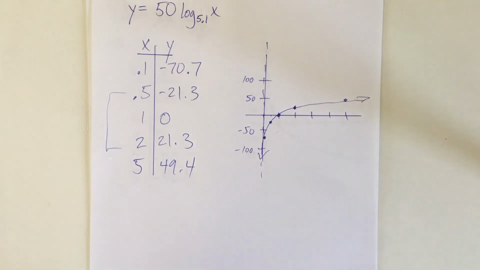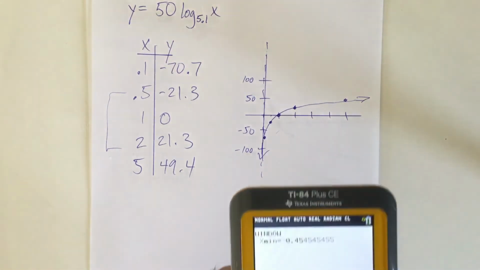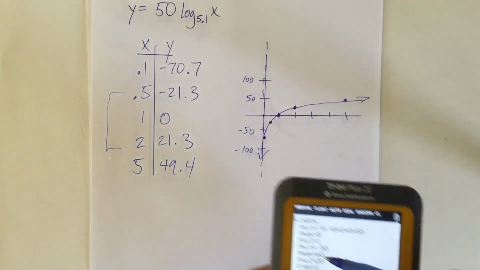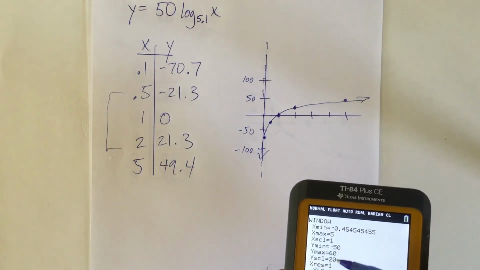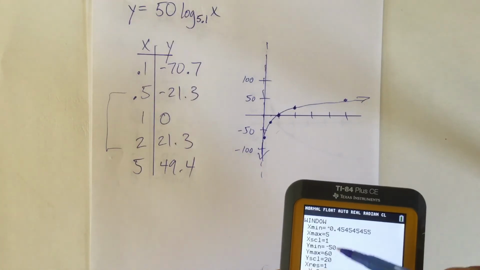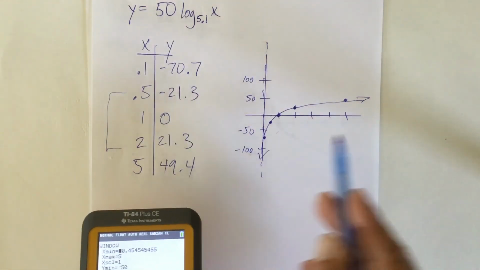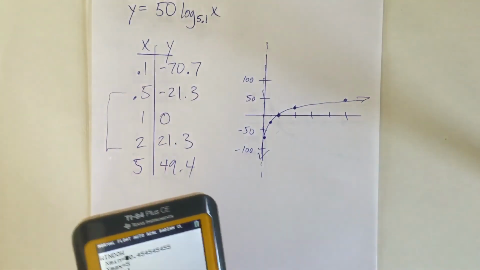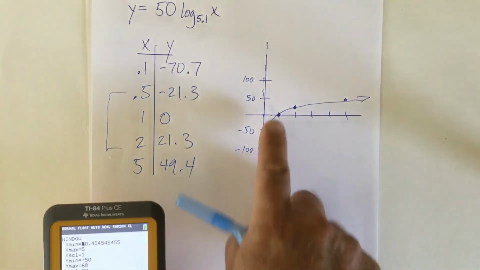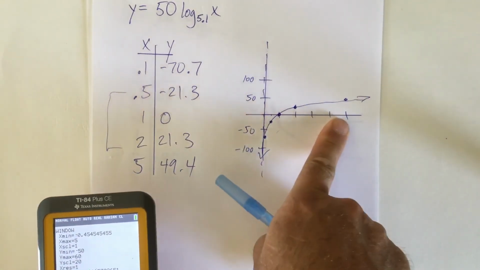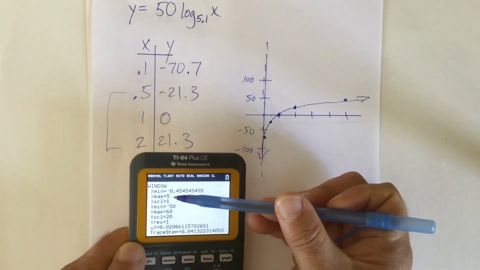If I were going to check it on the calculator, I would make sure that my window went as high as 100 and as low as negative 100, so I could get my graph to look just like this. But my x values, 1, 2, 3, 4, 5, 5 is the biggest number I plugged in. X max is 5.